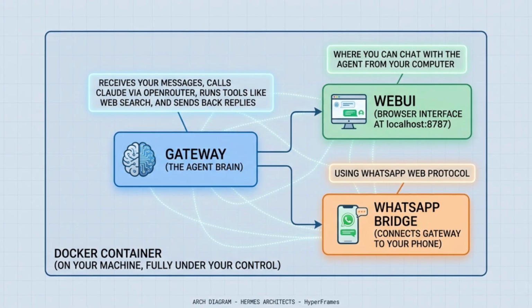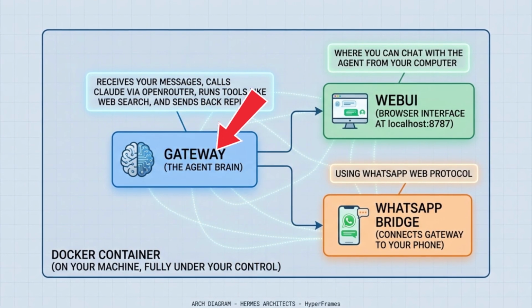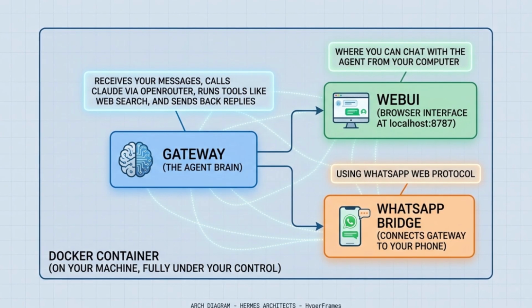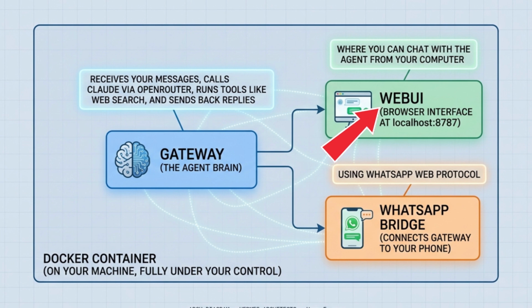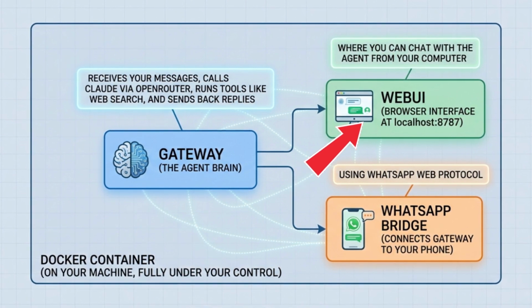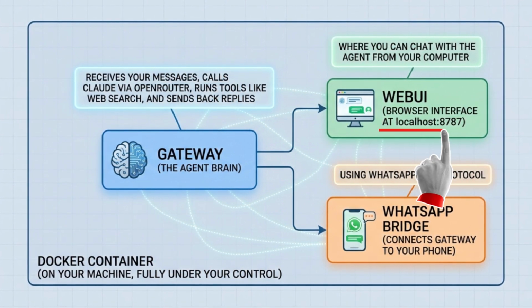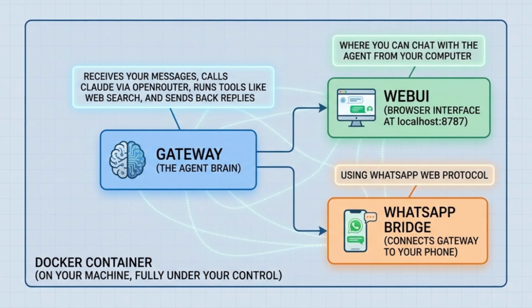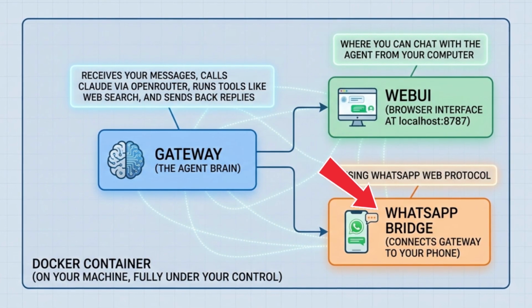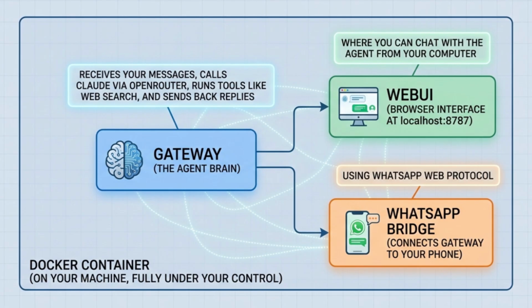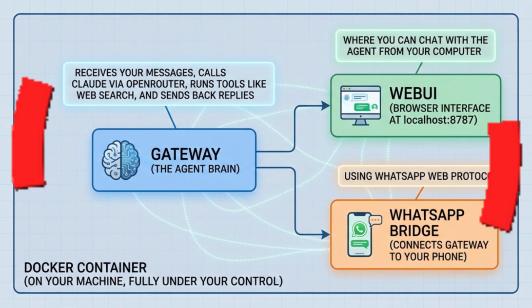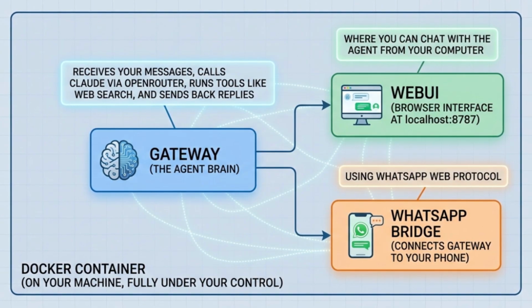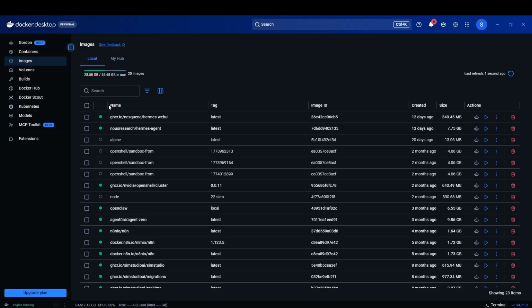Hermes works as three pieces. The gateway, that's the agent brain. It receives your messages, calls Claude via OpenRouter, runs tools like web search, and sends back replies. The WebUI, a browser interface at localhost:8787, where you can chat with the agent from your computer. And the WhatsApp bridge, the piece that connects the gateway to your phone over the WhatsApp web protocol. These three things all run together in Docker on your machine, fully under your control. Check Docker Desktop while these download, confirm both images appear under the Images tab.